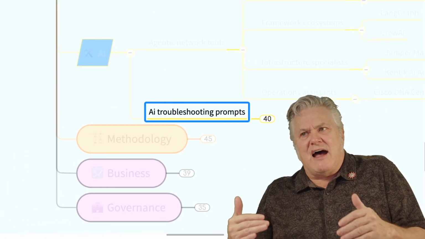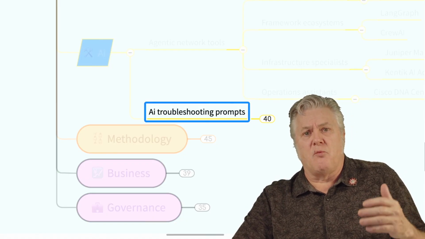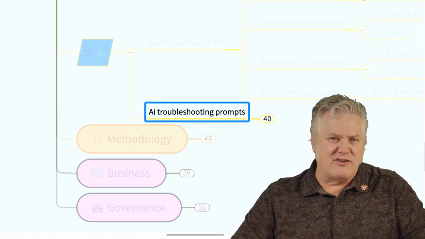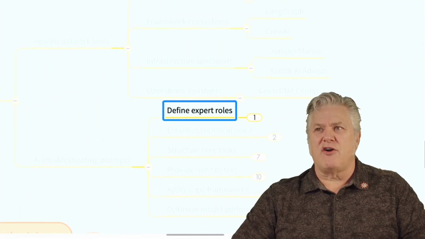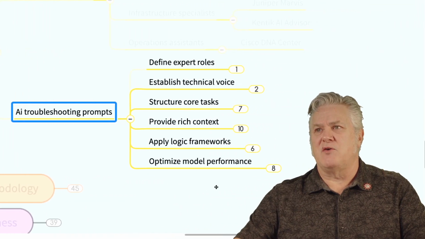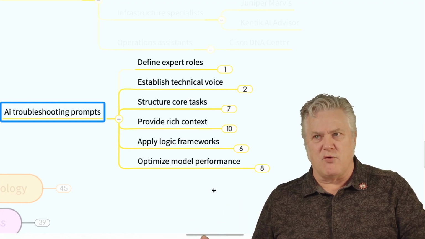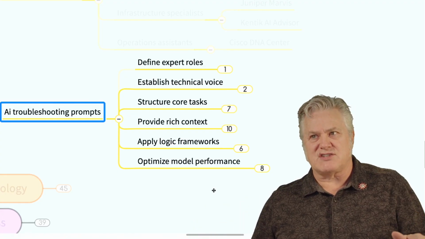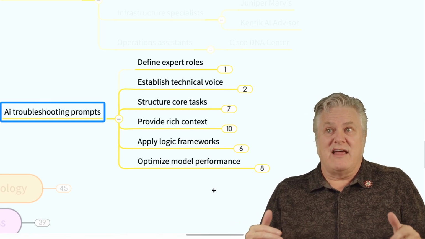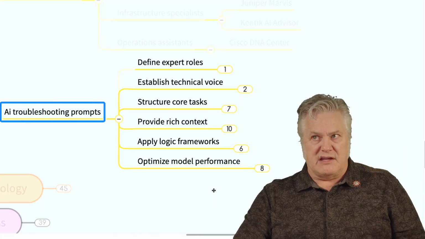Let's go into AI troubleshooting prompts. How do we build those troubleshooting prompts that are going to work well for us with whatever AI assistant you're using today? We'll start off with breaking this down into the 6 different components. You set an expert role, establish a technical voice, structure the core task, provide context, apply logic, and then optimize the model for performance in your particular case.